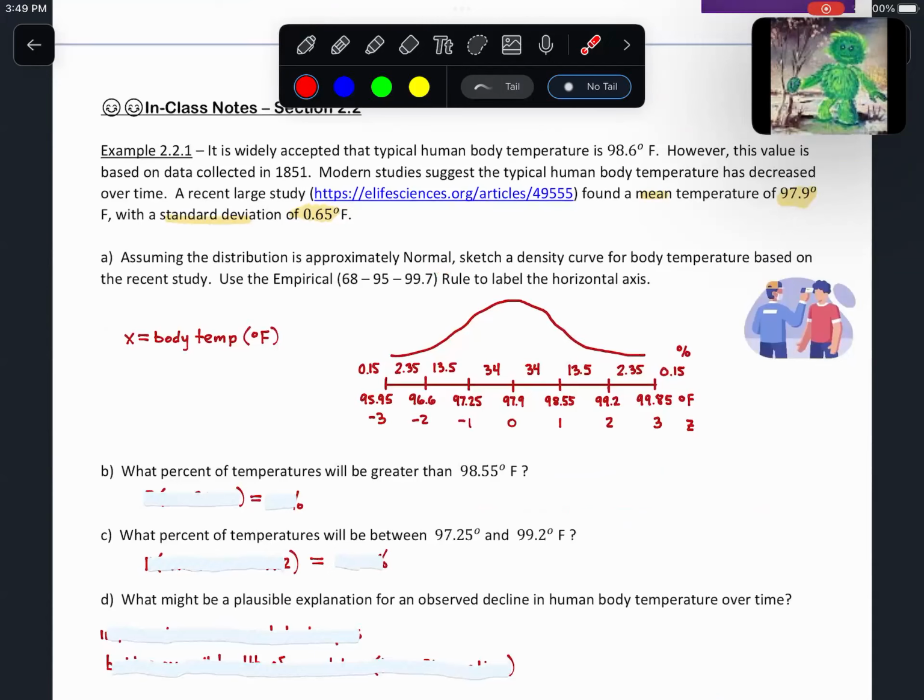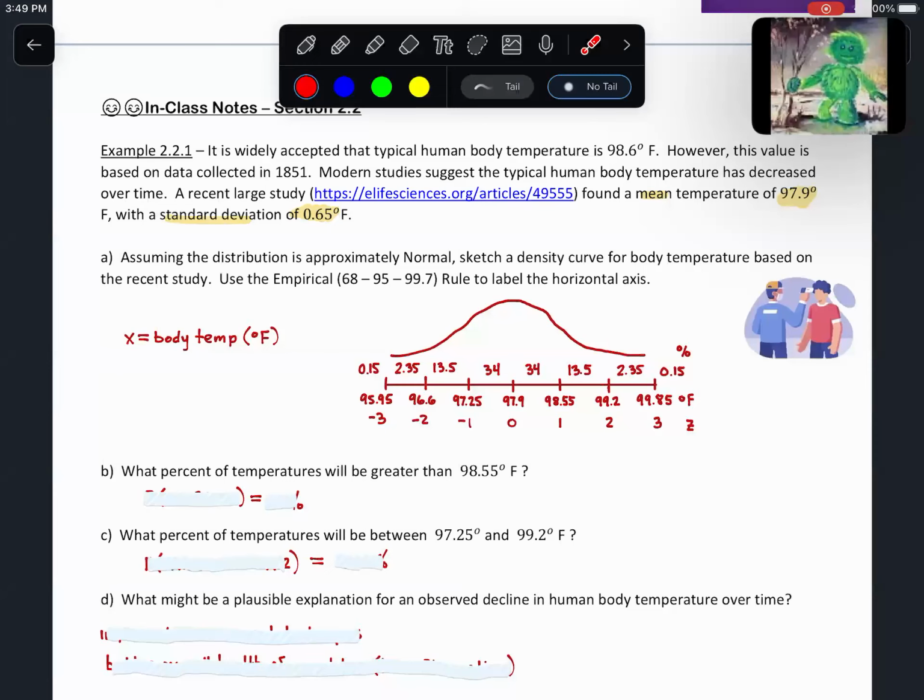Okay. As far as the curve itself, I'm just drawing kind of an informal bell shape. We don't honestly refer to the shape itself. We're more interested in some of the markings below it. Okay.